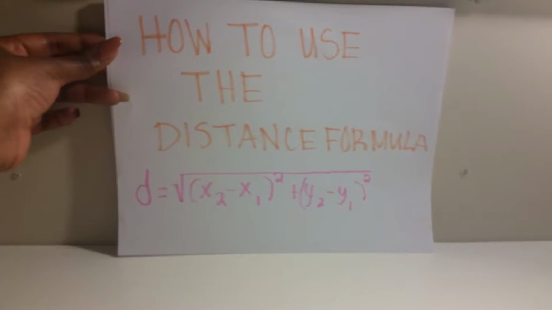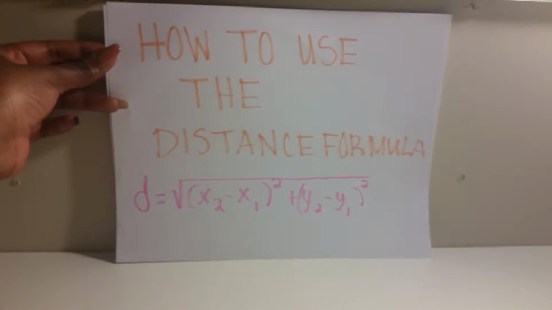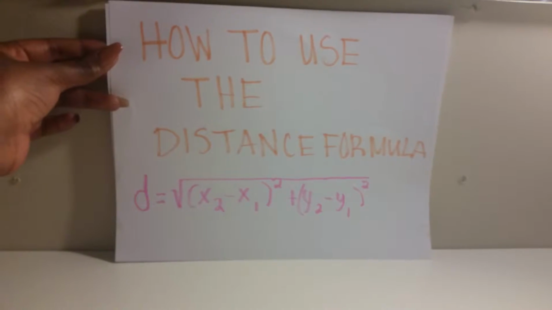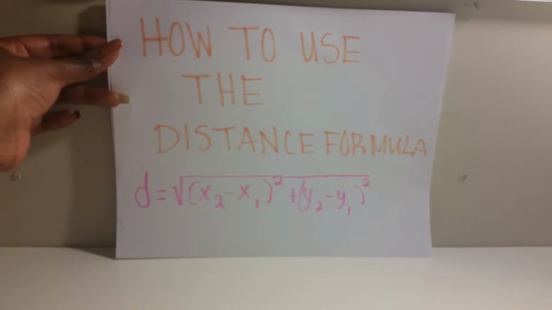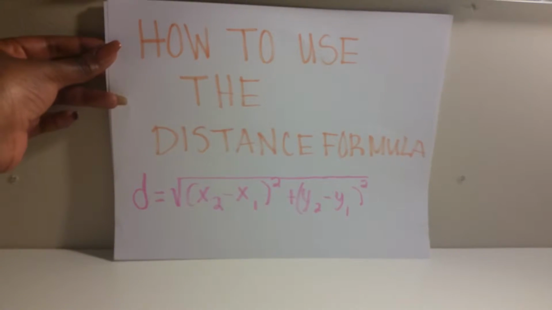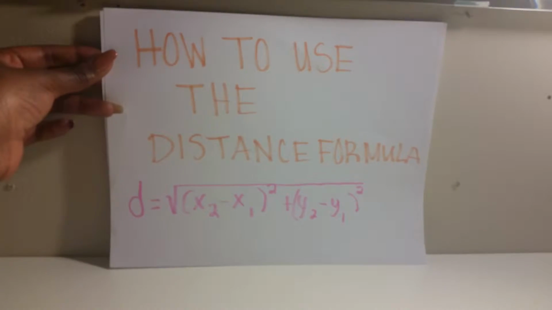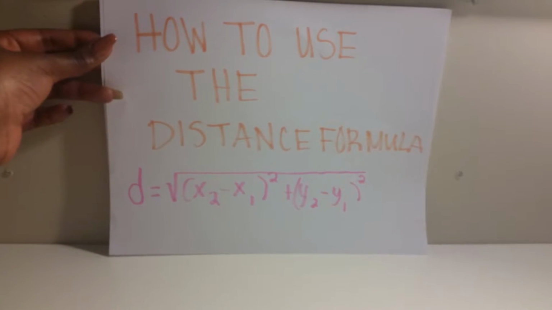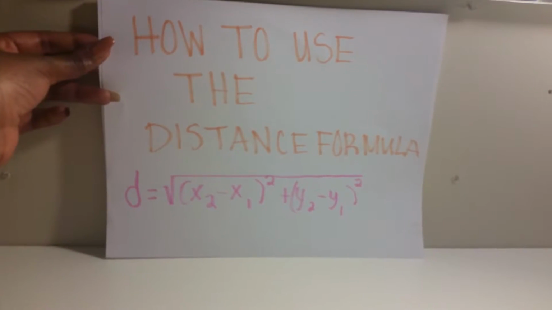Okay, so I'm going to give you guys an example, and I'm going to use 2 points. So one of the points is going to be (5, 2), and one of the points is going to be (5, 3). And here we're given the distance formula. D equals the square root of (x2 minus x1) squared plus (y2 minus y1) squared. Let's identify the points and let's identify what variables they correspond to.